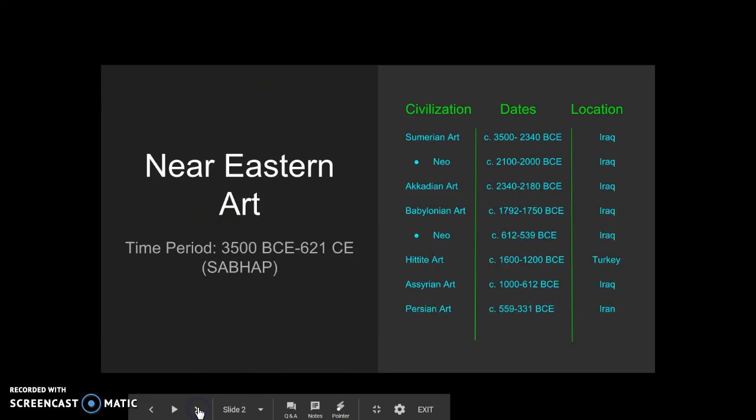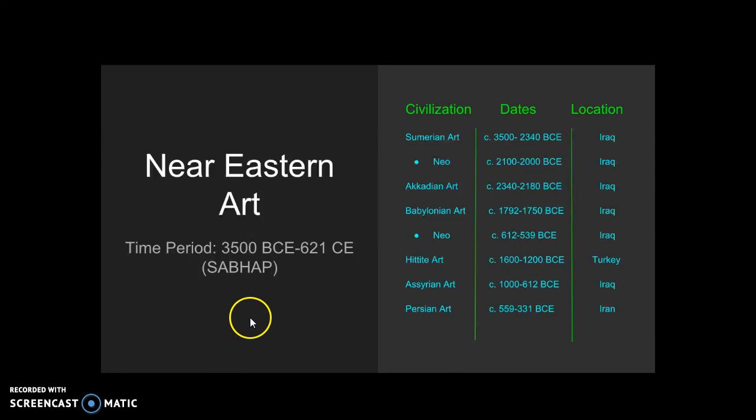Okay, so this is called Ancient Near Eastern Art. It's a time period, again, between 6500 BCE to 621 CE. I got those wrong. Oh, no, we're still in BCE. That's incorrect. I apologize.